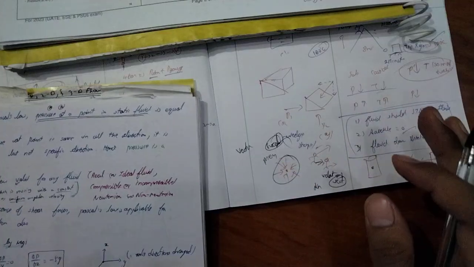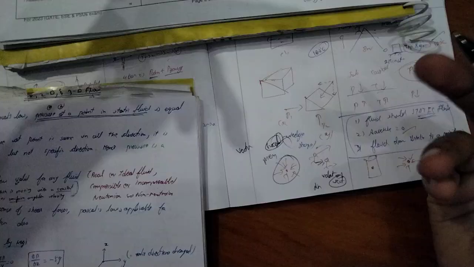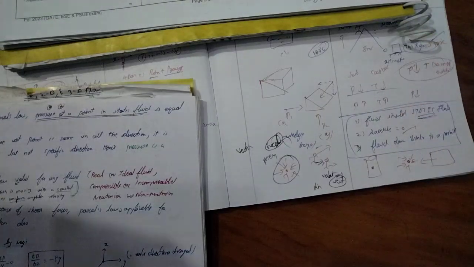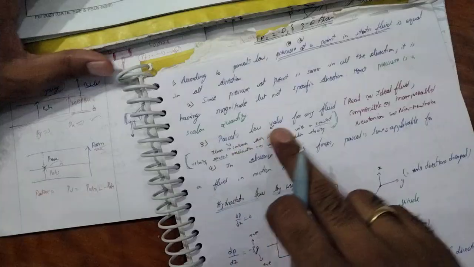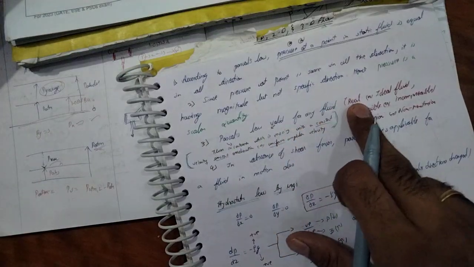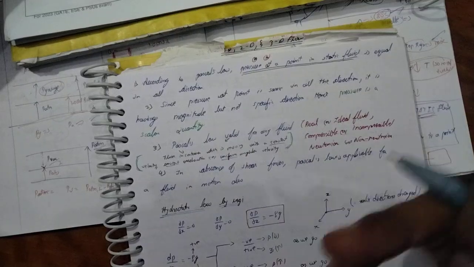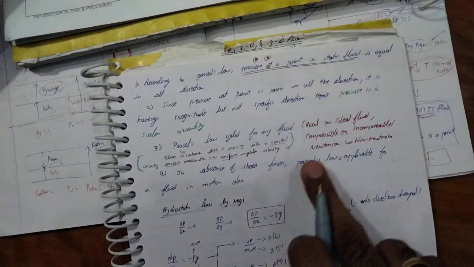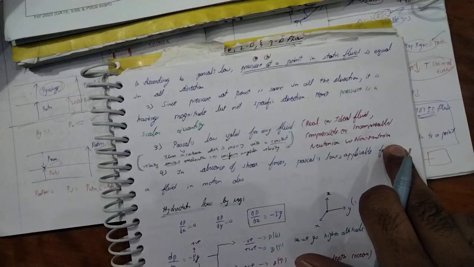Okay, my handwriting is not that good, but I think you can understand what I'm trying to convey to you. So the next thing is, is Pascal's law valid for any fluid? Real fluid, ideal fluid. Ideal fluid, I just told you, is the imaginary fluid. Real fluid, ideal fluid, any kind of fluid: compressible, incompressible, Newtonian and non-Newtonian. As I just told you in the previous chapter, the Newtonian fluid and the non-Newtonian fluid.